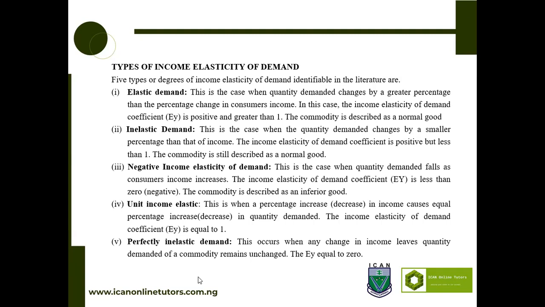This is the case when quantity demanded changes by a greater percentage than the percentage change in consumers' income. In this case, the income elasticity of demand coefficient is positive and greater than 1. This indicates that quantity demanded changes by a greater percentage than the percentage change in the consumer's income. So the commodity is described as a normal good.